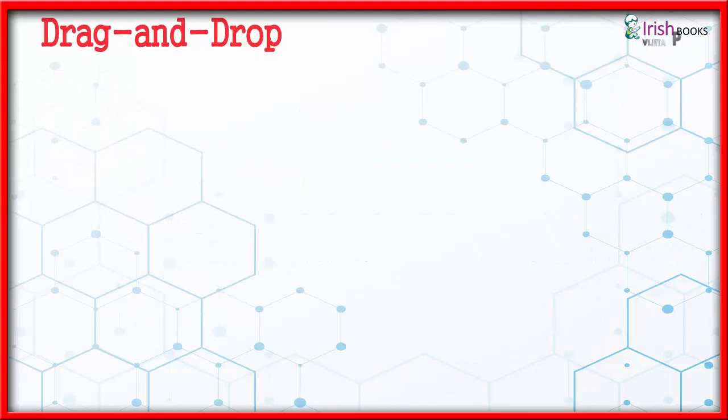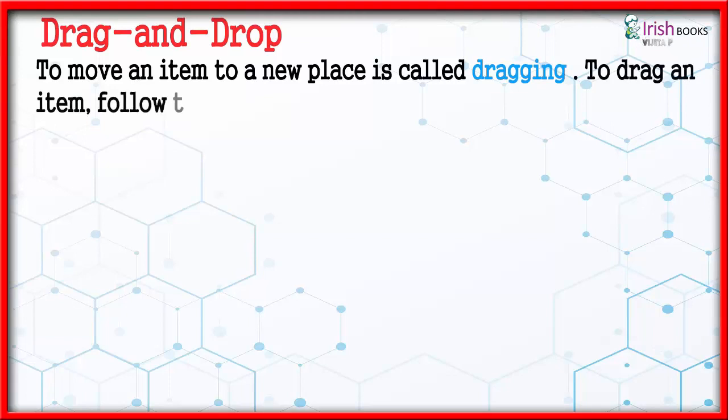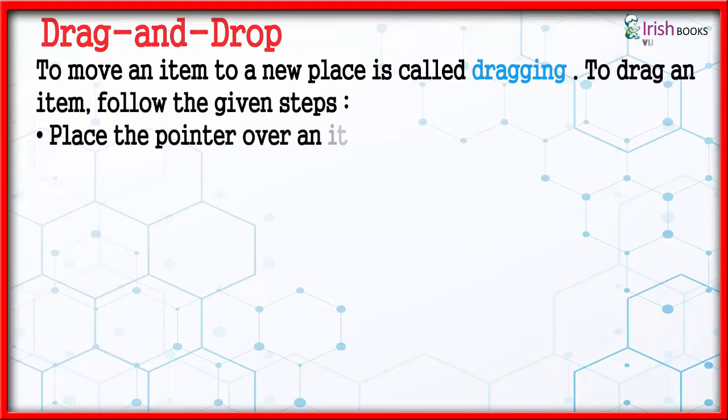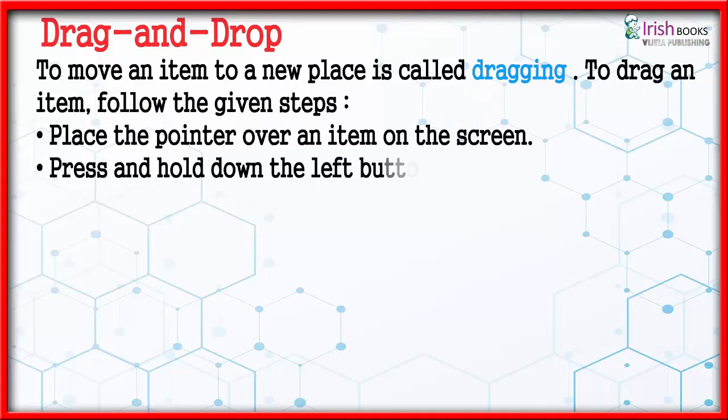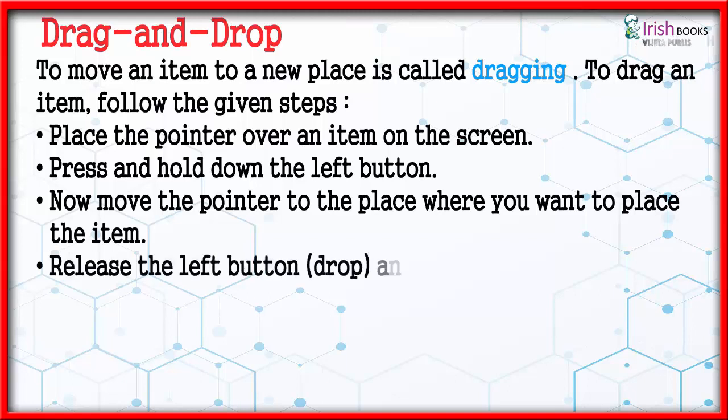Drag and drop. To move an item to a new place is called dragging. To drag an item, follow the given steps. Place the pointer over an item on the screen. Press and hold down the left button. Now move the pointer to the place where you want to place the item. Release the left button, drop and observe the change.